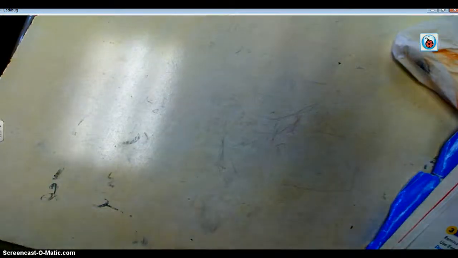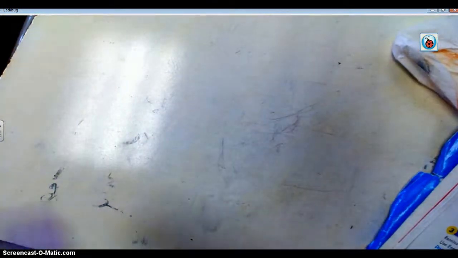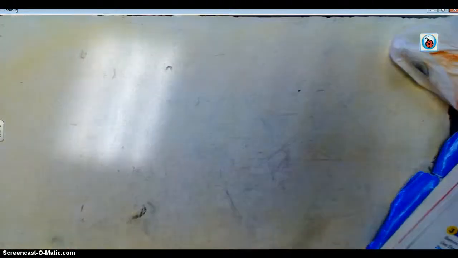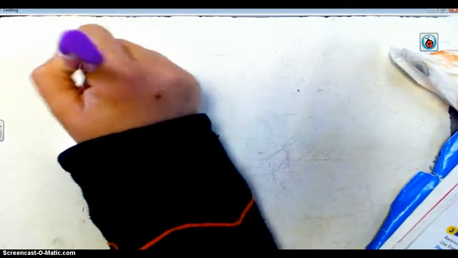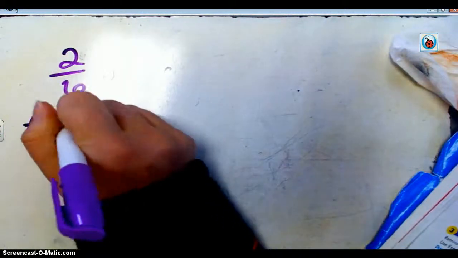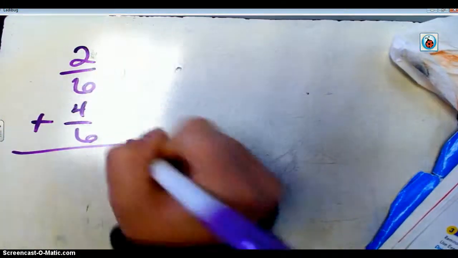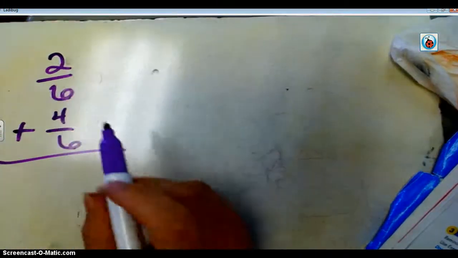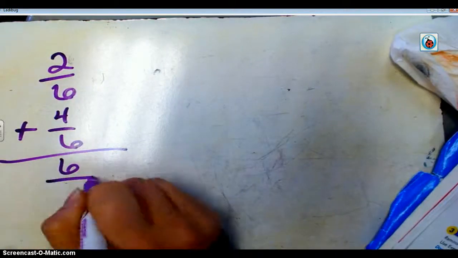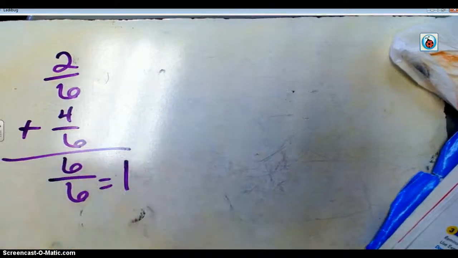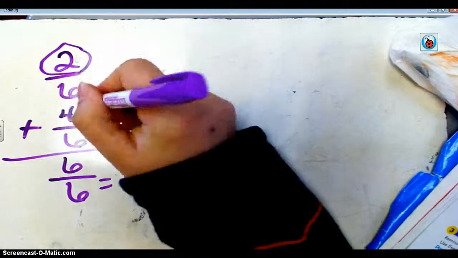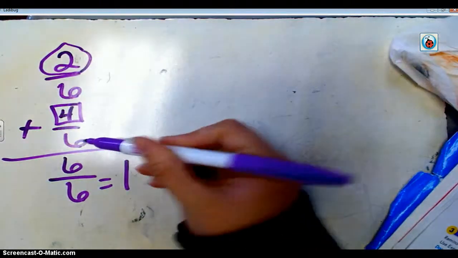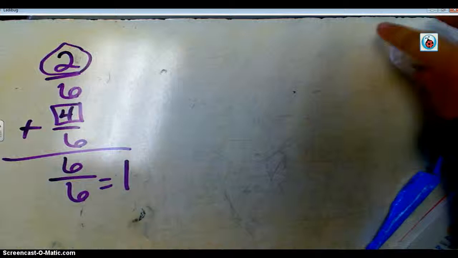We already know how to add and subtract fractions with like denominators, right? Yep. So if I say I have 2/6 plus 4/6, what does that equal? 1 whole. Because we just add our numerators, what happens to our denominator? It stays the same.